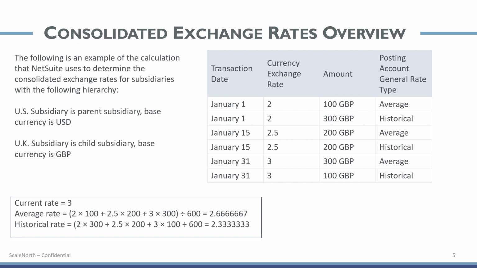For the average rate, the amount is 2.667. This is calculated by multiplying the currency exchange rate by the amount per transaction and then dividing it by the total amount. For the historical rate, it's similar to our average rate, wherein the amount is multiplied by the currency exchange rate and divided by the total amount.